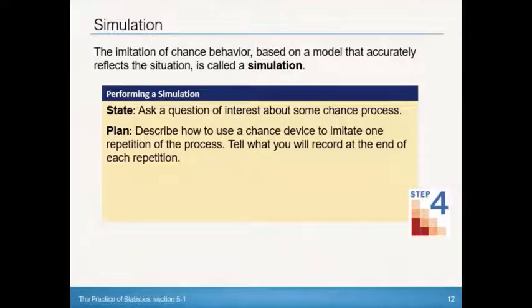Are we going to use a random digit table? Most often, we're going to use a random digit table. I won't have everyone rolling a die in the middle of a quiz or a test, so we'll be using a random digit table more often than not. So we're going to say how we're going to use the random digit table, how many digits we're going to look at, what kind of digits are we going to ignore, what do the different digits mean, that kind of thing. So say how we're going to use our random digit table, and what are we going to record at the end.